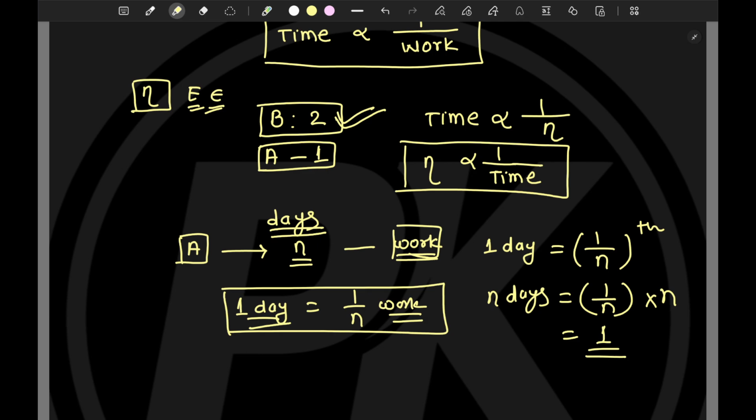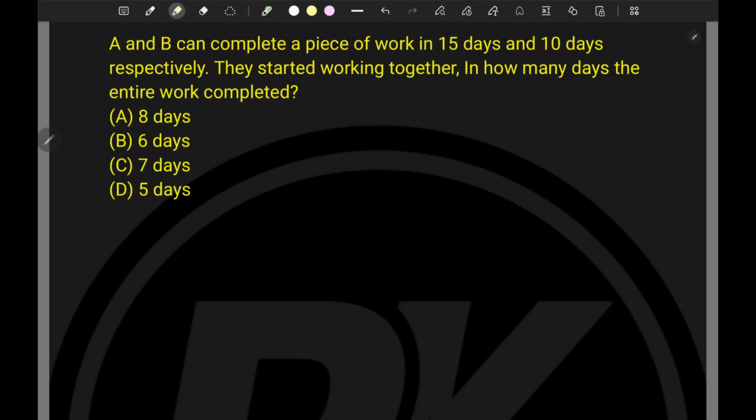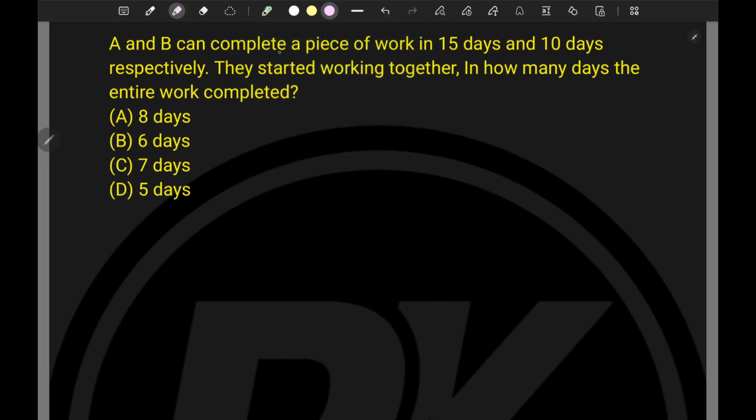Now let's move to the actual example to understand these terminologies in detail. Let's try to understand this problem. What is the problem statement here? A and B can complete a piece of work in 15 days and 10 days respectively. That means A is completing the work in 15 days, and B is completing the particular work in 10 days. If they start working together, in how many days will the entire work be completed?